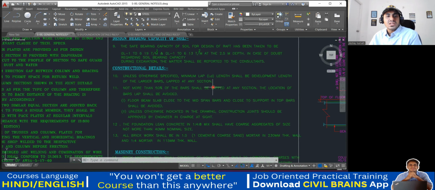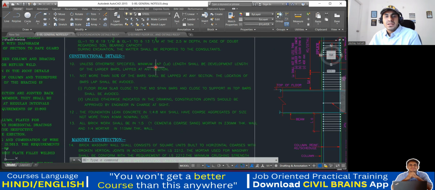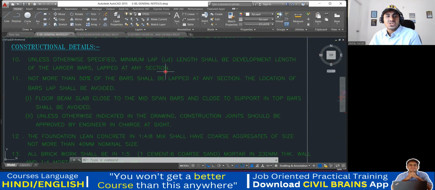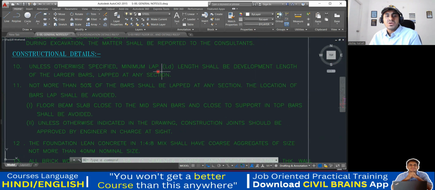Now, coming to the construction details. Unless otherwise specified, minimum lap length shall be development length of the larger bar lapped at any section. What do you mean by this? That means wherever it is written, minimum lap length shall be development length of the larger bar lapped at any section.